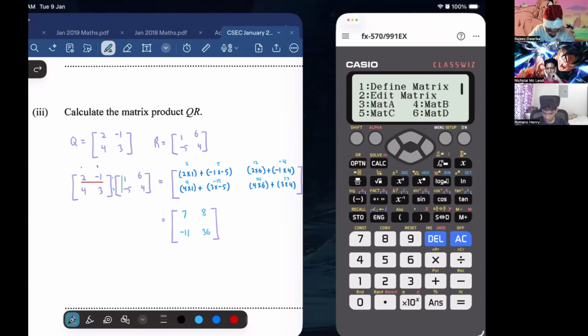Oh, look, I get it, right? Nice. So what you're gonna do is press OPTN, Option. Are you with me?